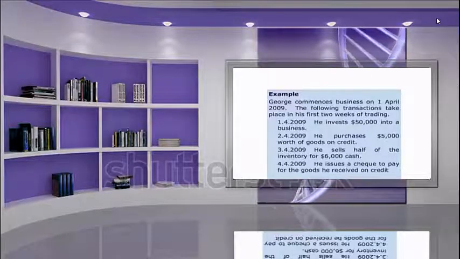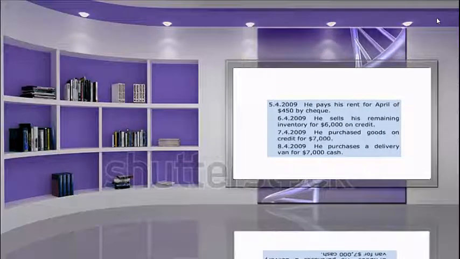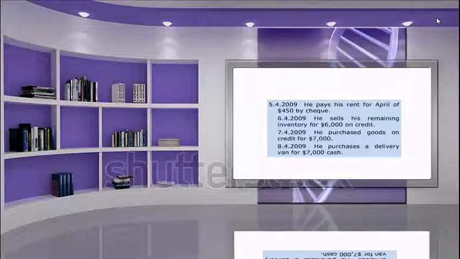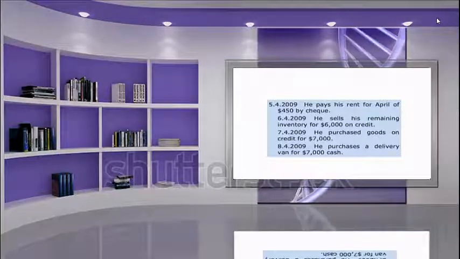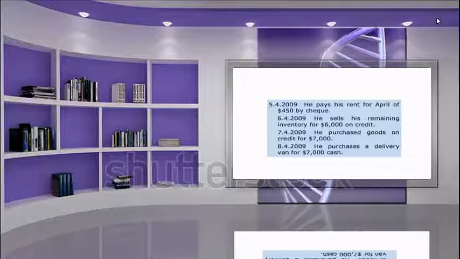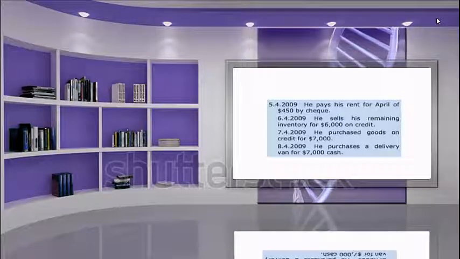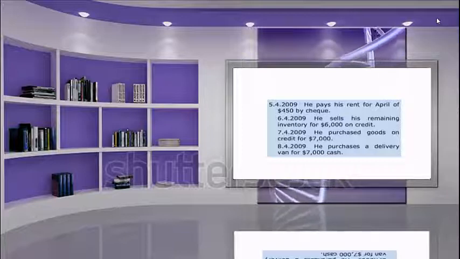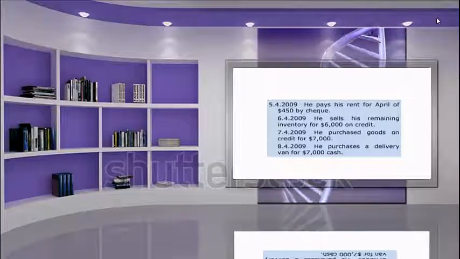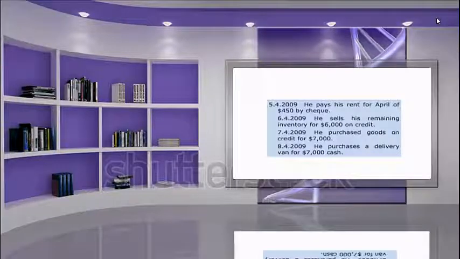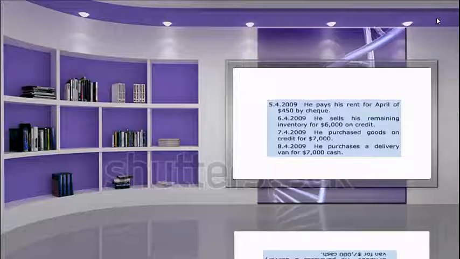Our final transaction then, on the 8th of April 2009, he purchased a delivery van for $7,000 cash. Okay, so he's purchasing a delivery van, a motor vehicle, and he's paying cash in return for receiving that motor vehicle asset. So there's our 8 transactions in those 2 weeks for George.